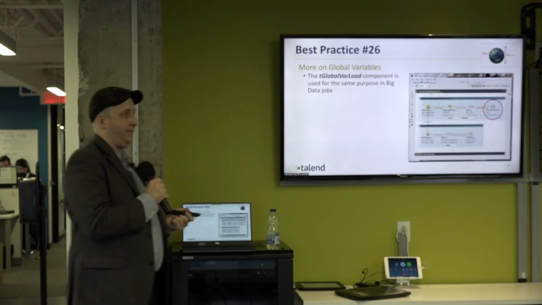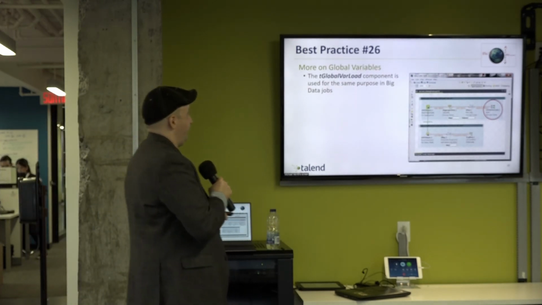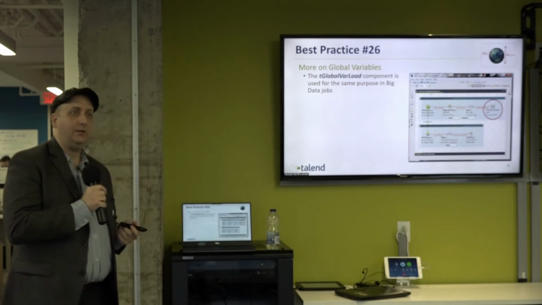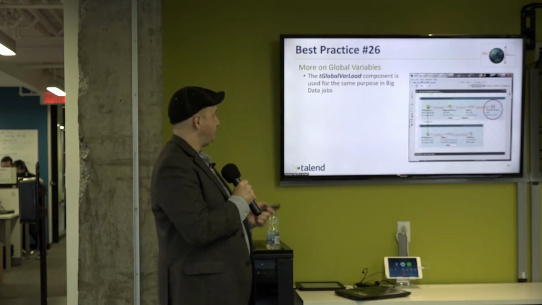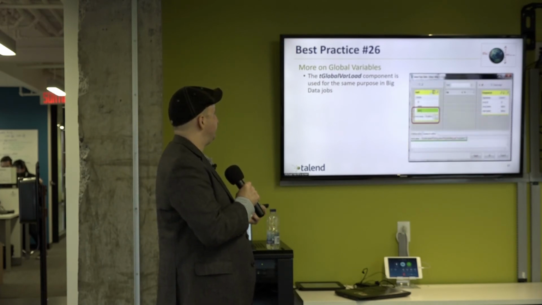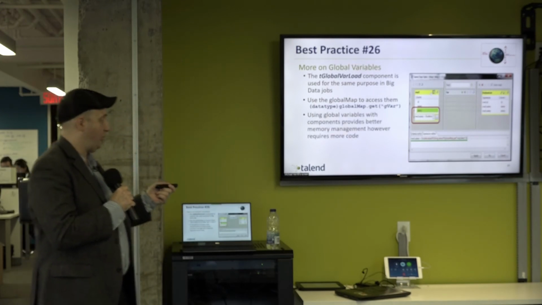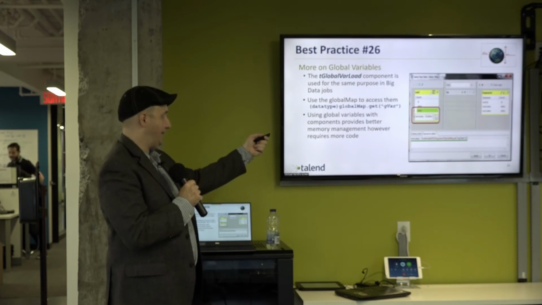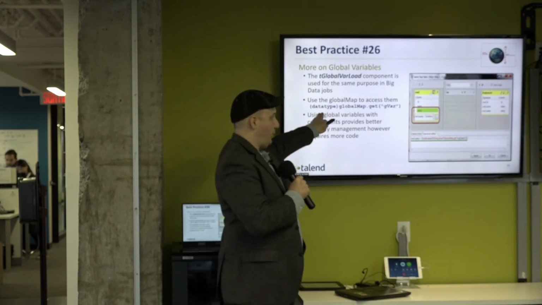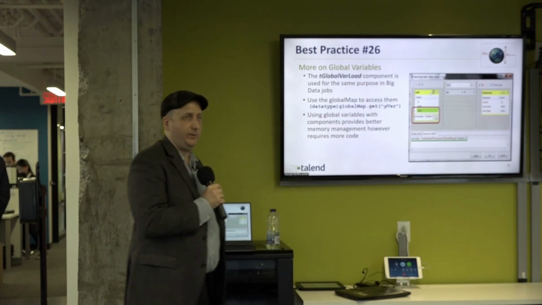So in big data, we have a similar concept as well. It's a different component, though. It's called tGlobalVarLoad. It's the exact same concept. And as I mentioned, use the globalMap to access these things. It's just globalMap.get, and then you'll want to cast the data type properly. Whatever data type it is, you'll want to make sure you cast it.